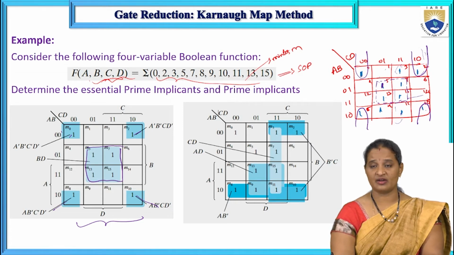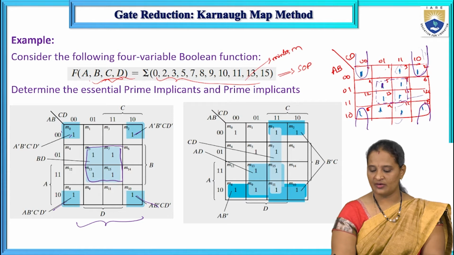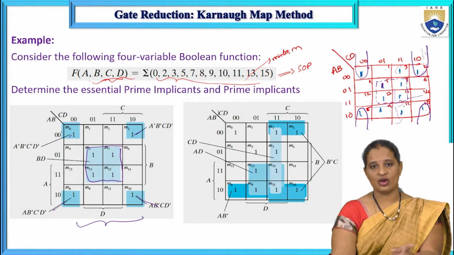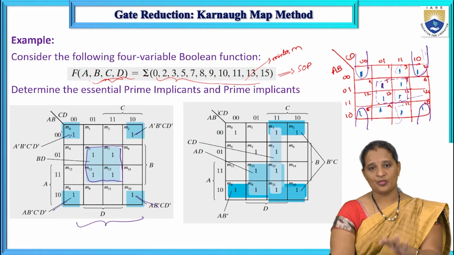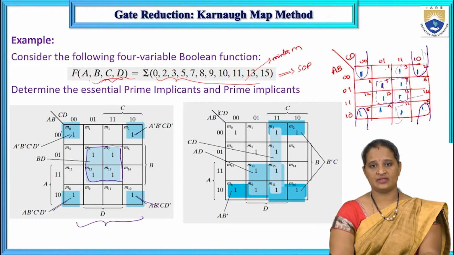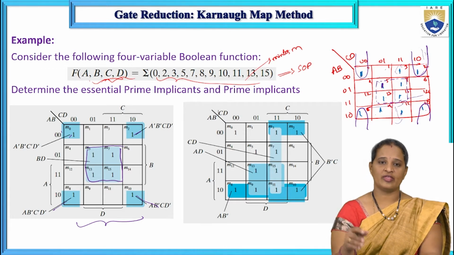Whereas 13 can be covered by more than one group, either by this group or by this group. And now coming to these 9 and 11. Let us see 9. 9 can be covered by this group and also this group. And 11 can be covered by this group or this group. So that is why other than 0 and 5, all the other minterms are covered by more than one group. There is a possibility of covering all the other minterms by more than one group.